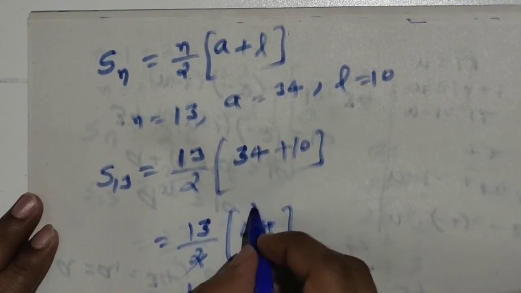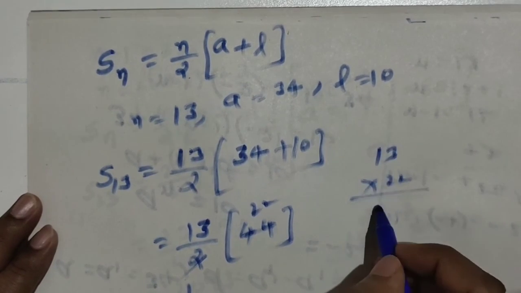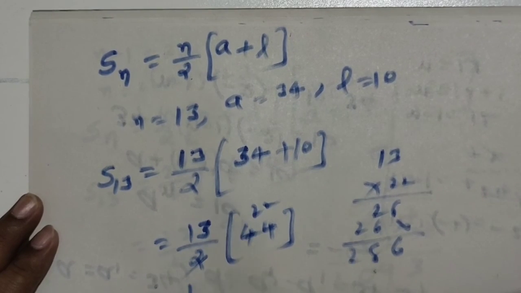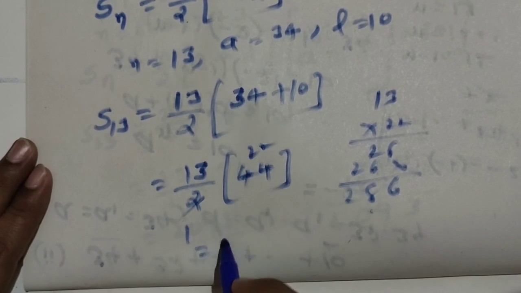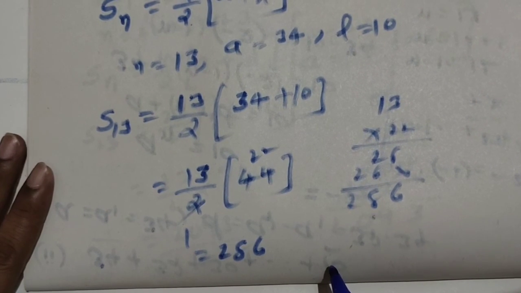So by cancellation we get 13 into 22. That is simply we got 286. Okay, so like this we get this type of sums.